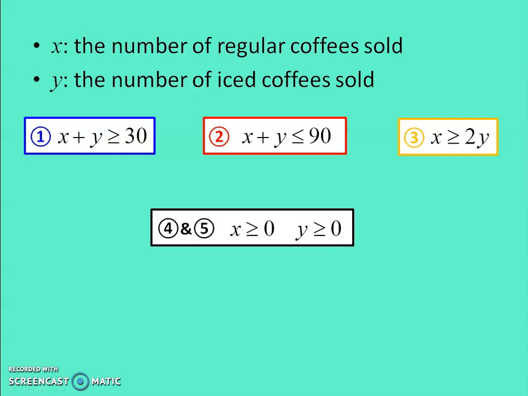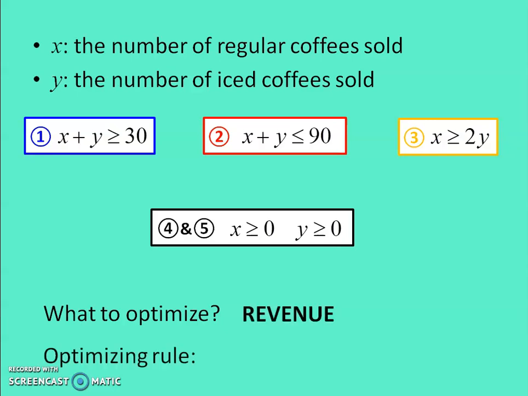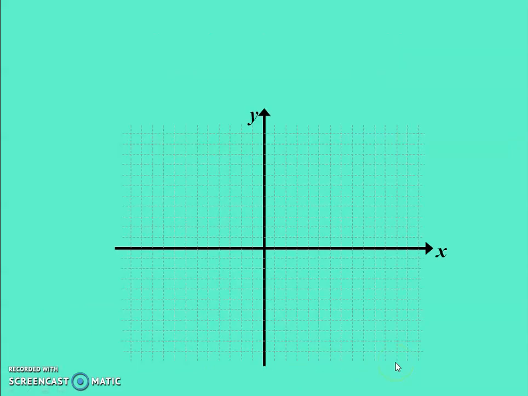And before you do anything else, you should look for the objective rule. And the objective rule has to do with what it is that we're trying to optimize. The question asked, what is the maximum possible revenue? It means we're trying to optimize our revenue. And the rule is a mathematical word for an equation. And the equation for revenue is that R is equal to 2.5x plus 3y. It's $2.50 times each regular coffee plus $3 times each iced coffee.